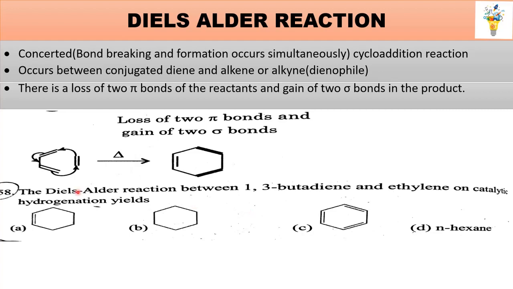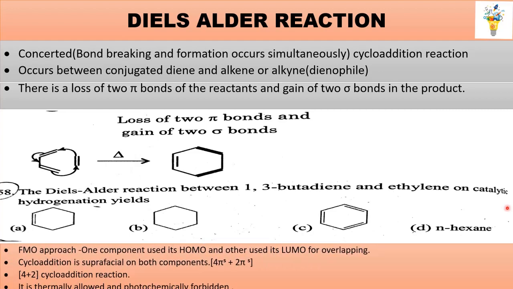In the Diels Alder reaction the product is a cyclic adduct, as we know very well. 1,3-butadiene consists of two double bonds and ethylene consists of one double bond, totally three double bonds. Losing two double bonds, you get one double bond. So this is the product, and catalytic hydrogenation means it is hydrogenated to give cyclohexane. So B is the product.